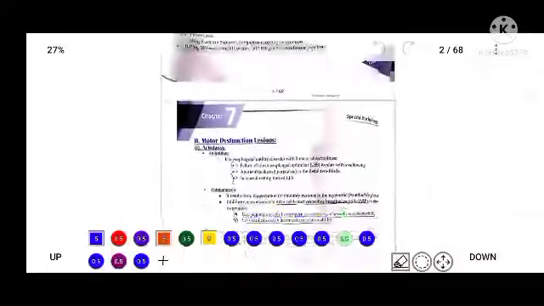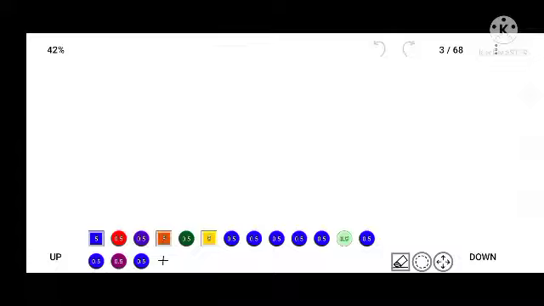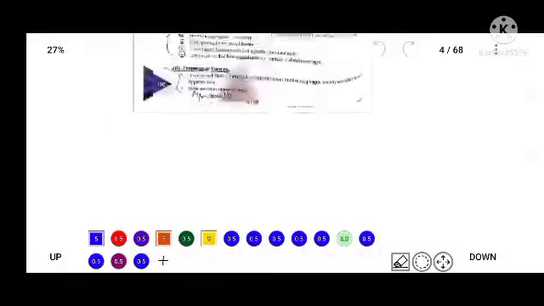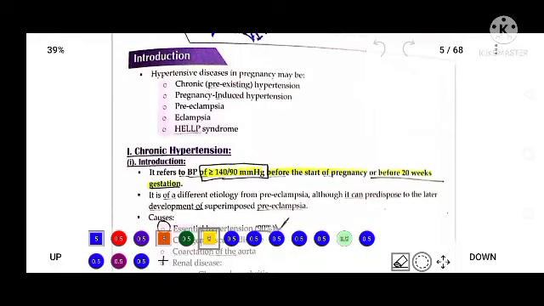Welcome everyone. So the topic which we will be discussing is hypertension during pregnancy. When hypertension occurs in pregnancy, that condition is known as pregnancy induced hypertension. There are multiple causes of hypertension during pregnancy like chronic hypertension, pregnancy induced hypertension, preeclampsia, eclampsia, and HELLP syndrome. So we will discuss one by one what is preeclampsia, what is eclampsia, what is HELLP syndrome.